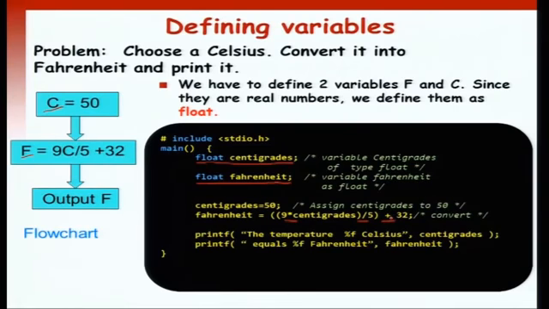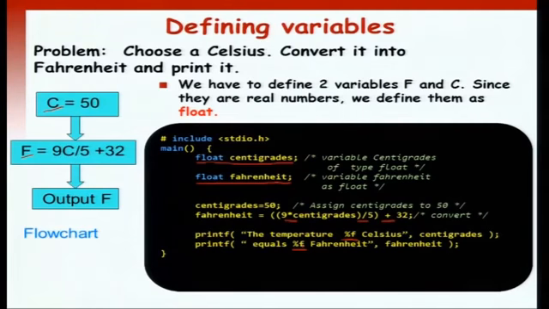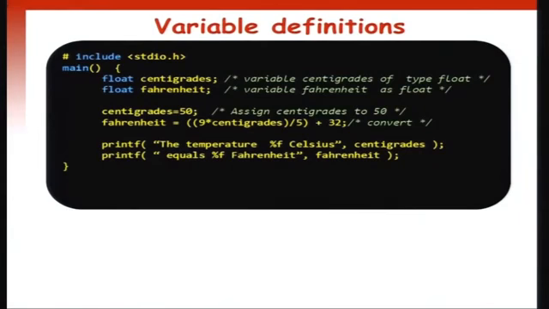So Fahrenheit equal to 9 times centigrade divided by 5 plus 32 is exactly similar to the analogous line in the flowchart. And finally, for outputting, we will use the printf statement. Here is something new in the printf statement: we use what are known as format specifiers. These %f symbols are new, and we will describe them shortly. Let us look at the program in a little more detail.